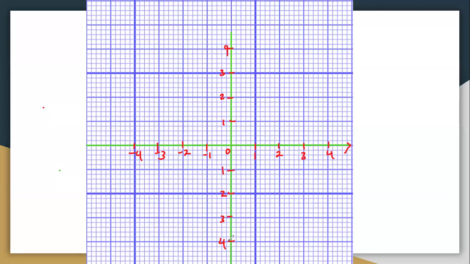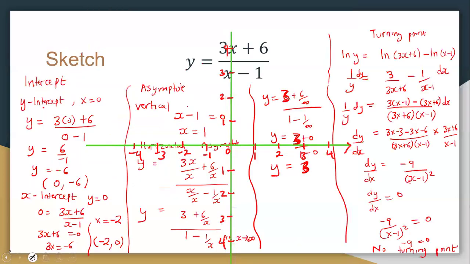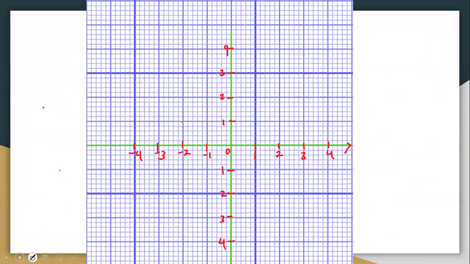Now, what does it mean? It means that when you look at this, you first have your points put there. So when you look at our curve, at our points, we got two intercepts, 0, -6 and -2, 0. So I'll go back. I need to put a -6, so I'm going to shift my lines a bit such that I can accommodate -6.